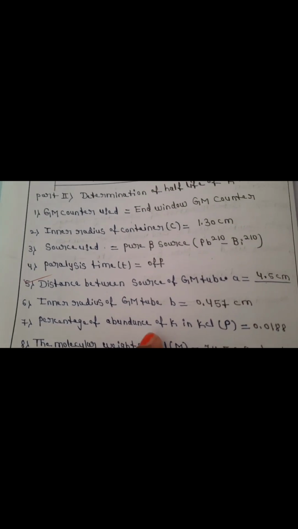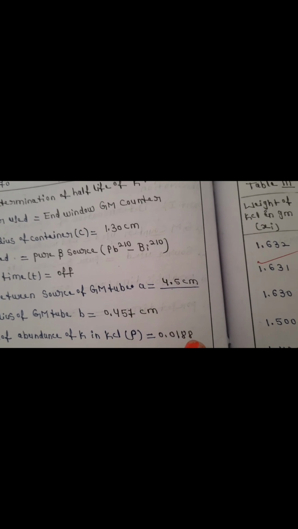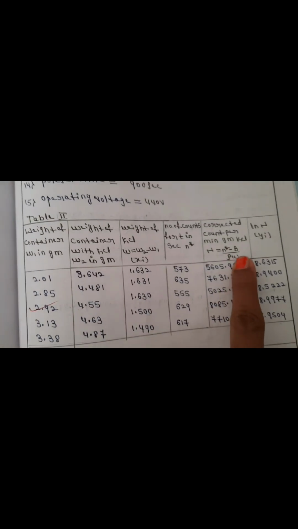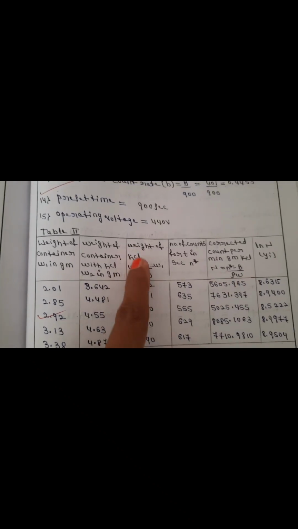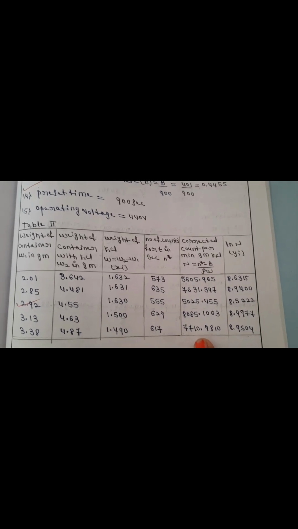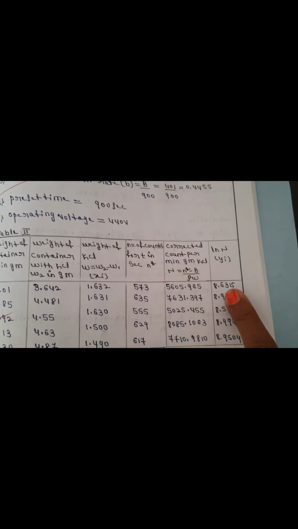So corrected count per minute you can calculate using capital N is equal to (N star minus B by P) into omega. P is what here? Percentage of abundance of K in KCl, 0.0188. Then B is the background count, N star is the number of counts for T in seconds, omega is the weight of the KCl. After calculating this column for all the different weights, take ln N.